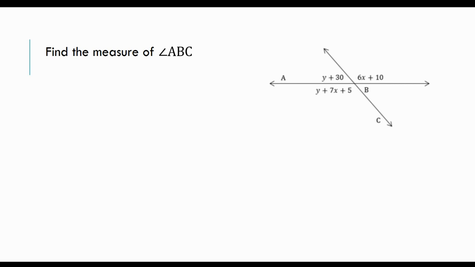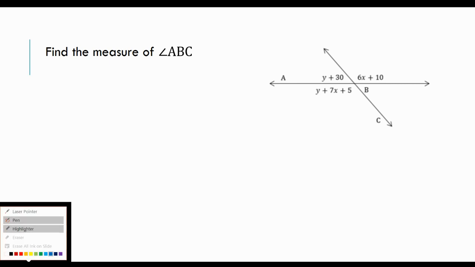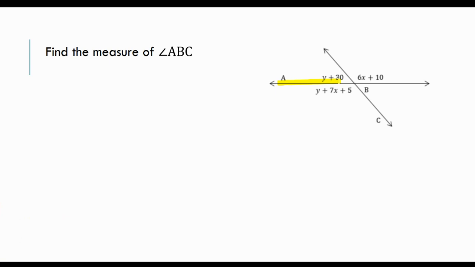All right, in this problem, we're asked to find the measure of the angle ABC. So I'm going to highlight that angle, ABC. That means I want to figure out x and y, so then I can plug it into that angle and know what the measure is. When we're given all of these different expressions, we need to think about what you can assume from a diagram so we can set up an equation.